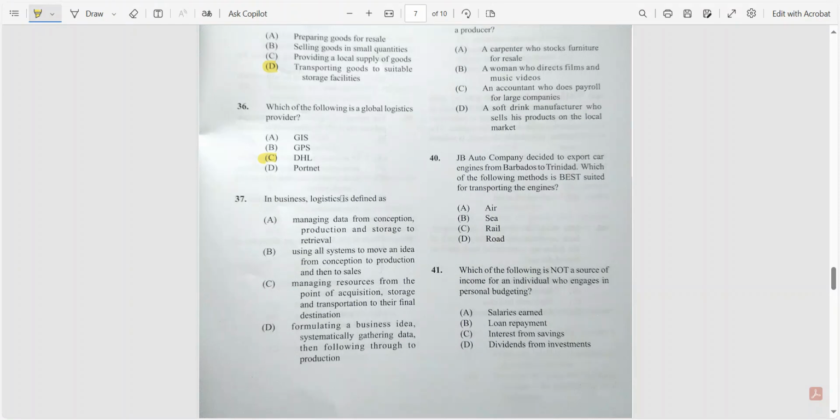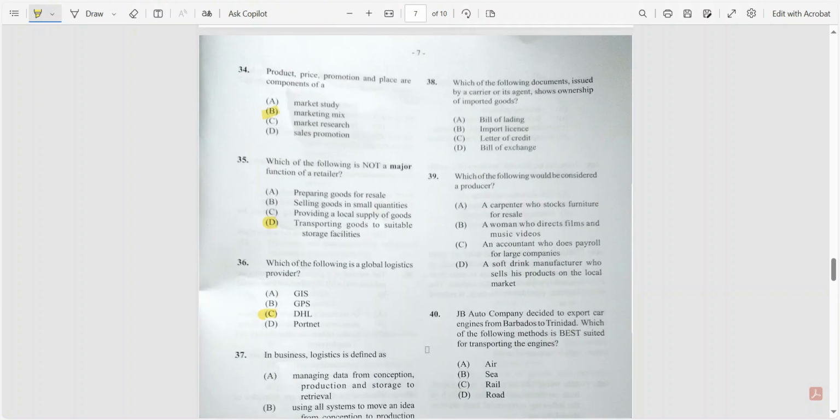In business, logistics is defined as managing data from conception, production, and storage to retrieval, using of systems to move an idea from conception to production, then to sales. Managing resources from the point of acquisition, storage, and transportation to their final destination, and the answer is C. Or the last one was formulating a business idea systematically, gathering data, then following through to its production.